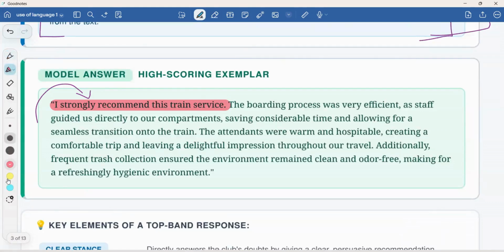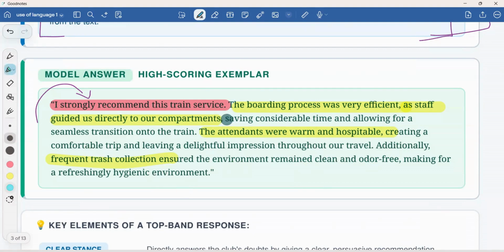Now I am going to mention the supporting details which are rephrased here. Just keep this in mind that you have to rephrase the supporting details and you have to shorten them also. The boarding process was very efficient as staff guided us directly to our compartments. Now, this is the same thing that we were assured. This is rephrased. The attendants were warm and hospitable. This content point is where there was a smiling attendant. We have rephrased this content point. Frequent trash collection. This is the third content point, that they would come frequently to collect the trash.